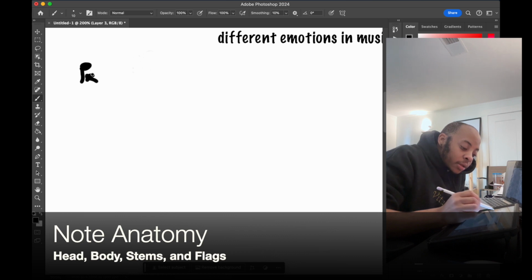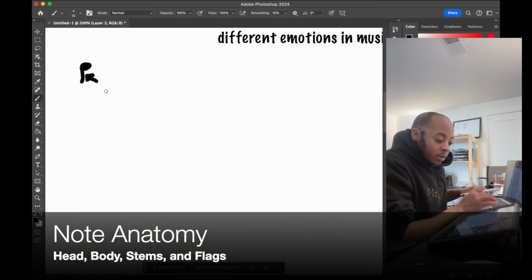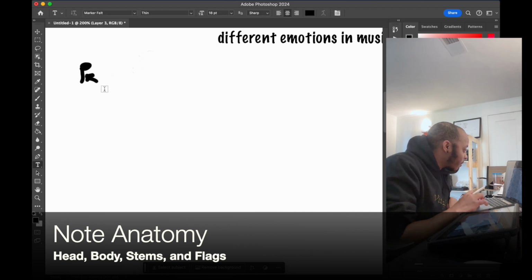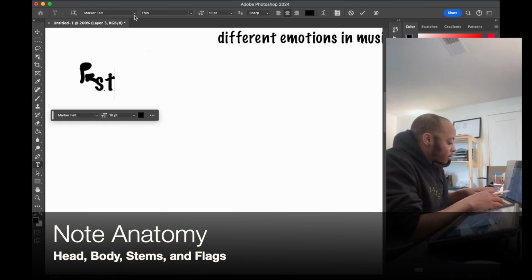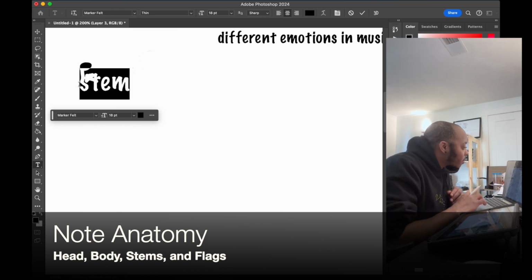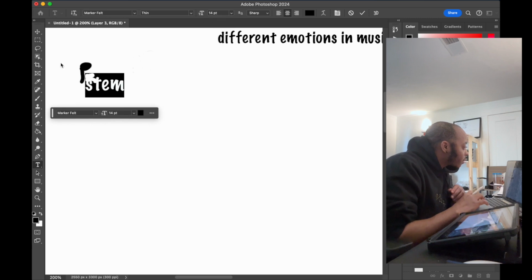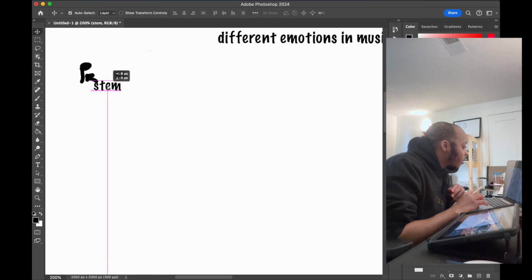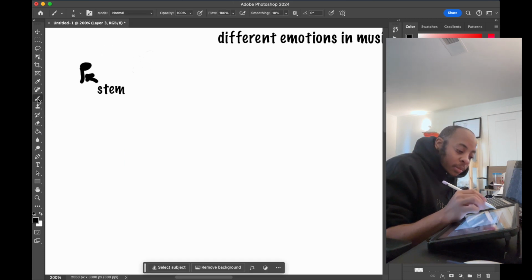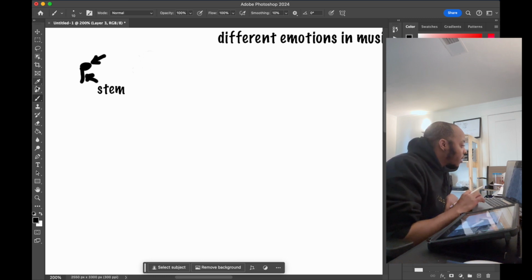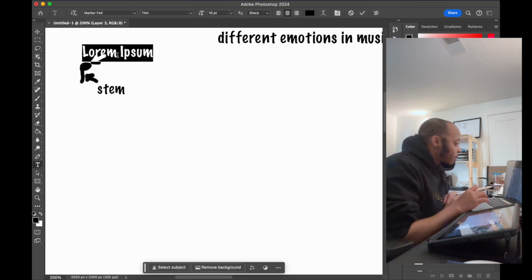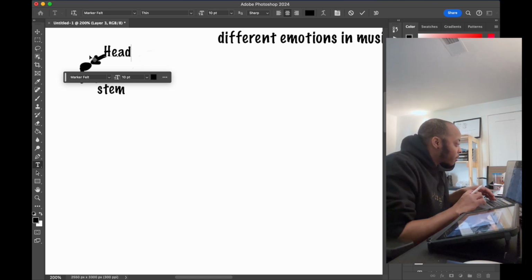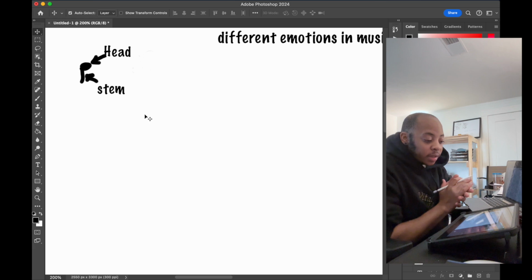This right here, that's a stem. I'm going to type it in. So this is the stem right here. And this right here is the head. Some notes will only have a head, some will have stems.